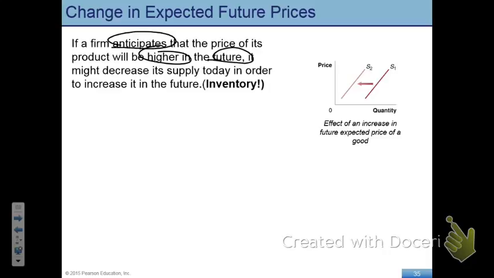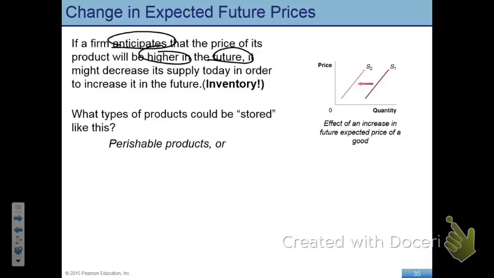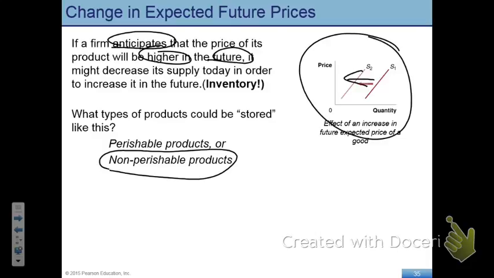So that's not going to happen. The only thing this logic that we just talked about makes sense is when our goods are non-perishable. So if our goods are non-perishable and our firms are expecting that in the future the price of their products is going to go up, their supply today goes down. Today their supply goes down. Their supply takes a leftward shift. Example. Sorry, any question?